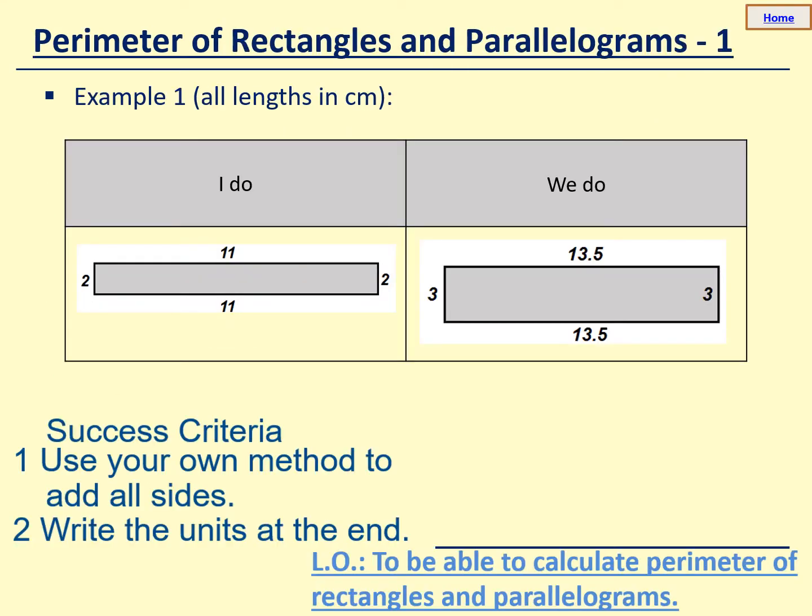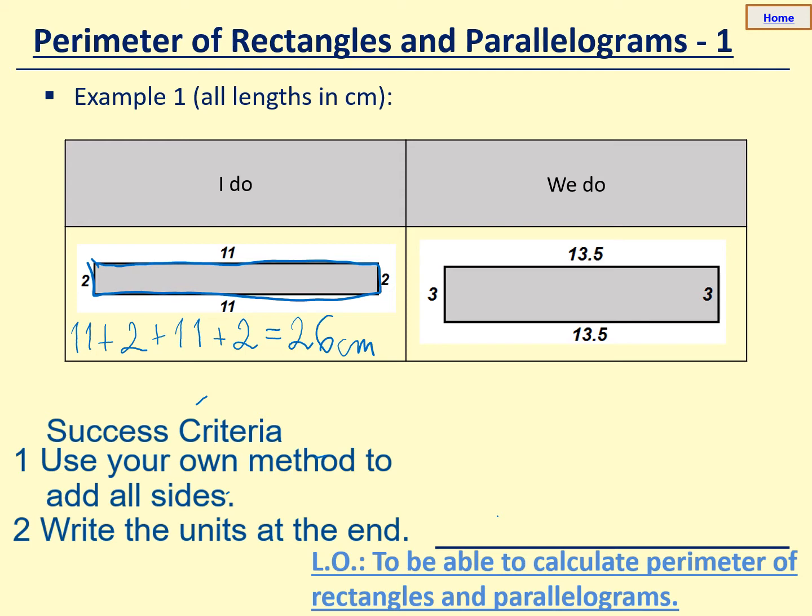We will start from calculating perimeter of a rectangle. There are a few ways of doing this. You can pick whichever method you like the best and use it. One way would be to start from one point and walk around it and add all the numbers. So 11 plus 2 plus 11 plus 2. So it's 26, and then units at the end, centimeters. That would be one way.